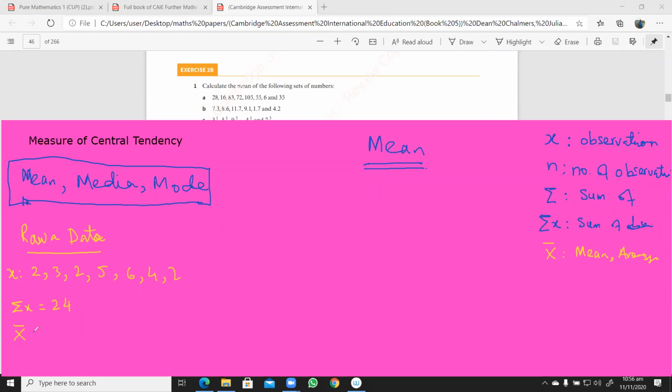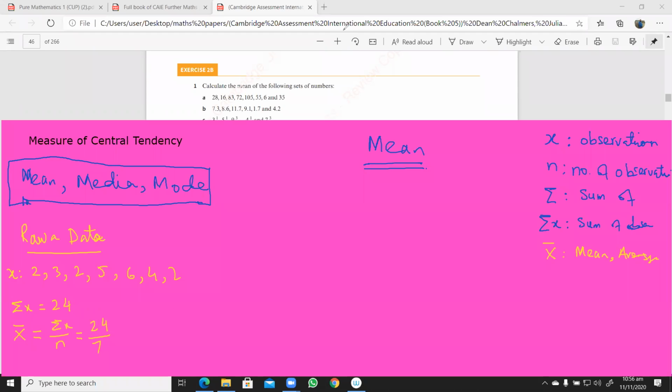So the formula for the mean would be sigma x over n, okay? Sum of all the observations over the number of observations. So in this case, I have 1, 2, 3, 4, 5, 6, 7. I have got 7 observations. So this is your 24 over 7. So that is how you calculate this mean. And you have been using this formula a lot in your O-level mathematics, so I will not be going into the detail of this.